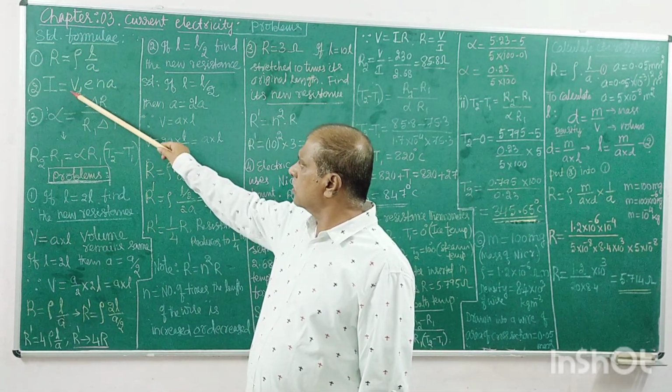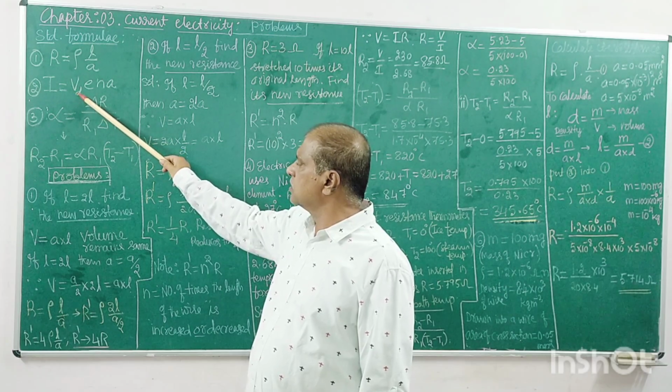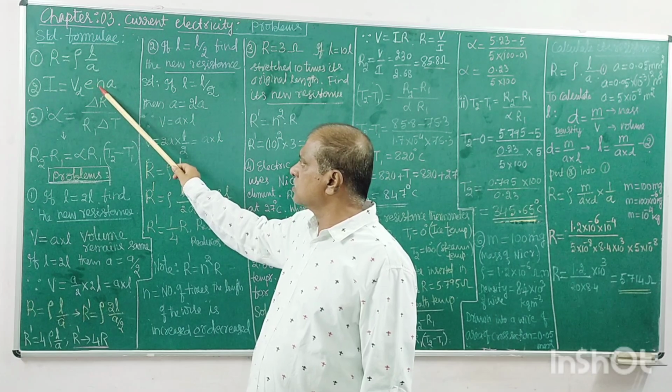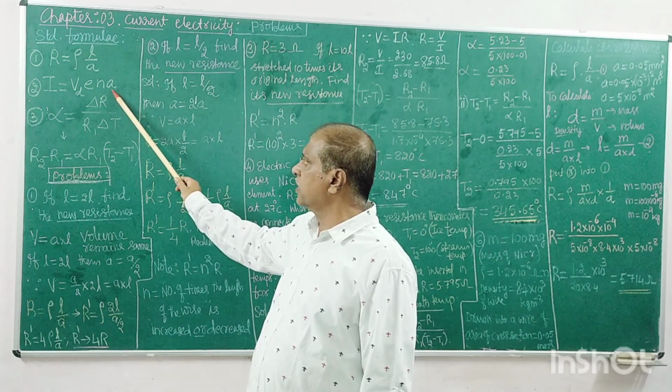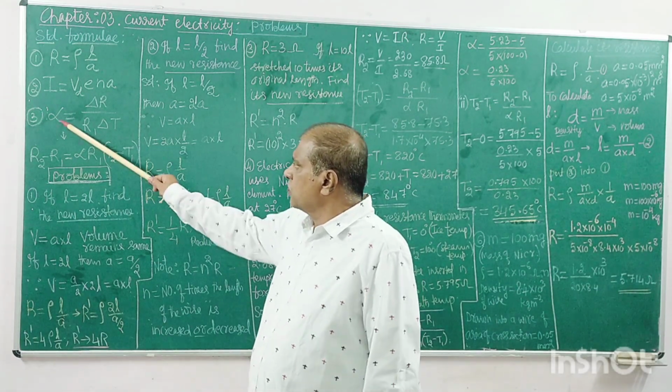And we have one, current in the conductor is drift velocity into electron charge into number of electrons in unit volume and area of cross section of the conductor. This is A.